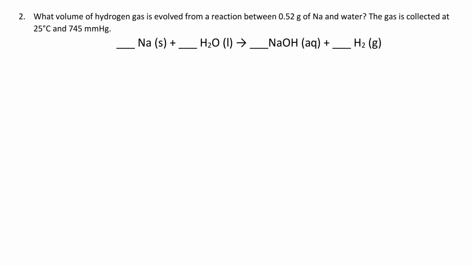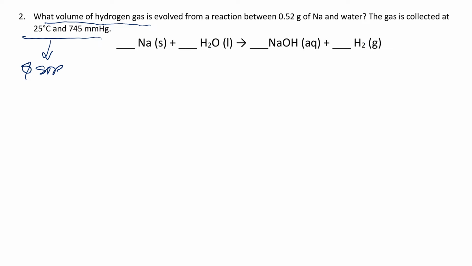What volume of gas is evolved from a reaction between 0.52 grams of sodium and water? The gas is collected at 25 degrees Celsius and 745 millimeters of mercury. So I'm starting off with something, and I'm going to end up with volume of hydrogen gas. This hydrogen gas is collected at these conditions. This is not STP, so I need to do the ideal gas law.